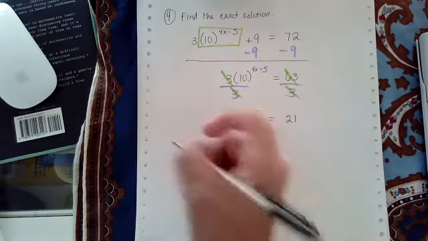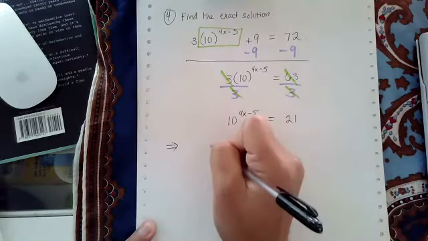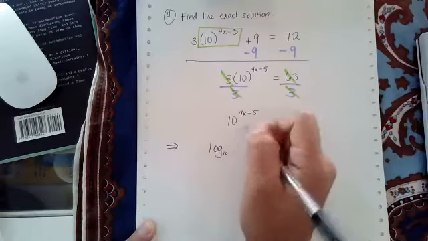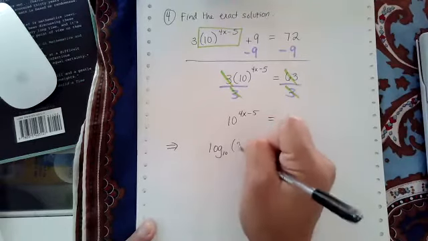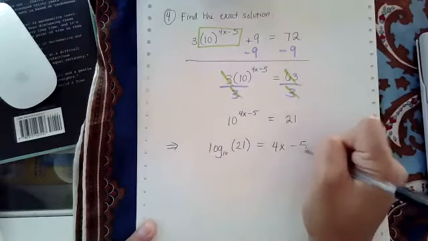Then we said, okay, we'll convert that to logarithmic form. Exact same process. We're going to write log base 10 or just log. I'll leave log base 10 of 21 is equal to 4x minus 5.